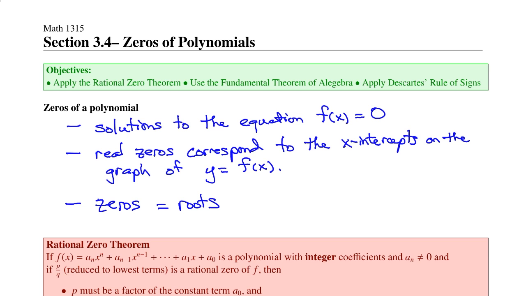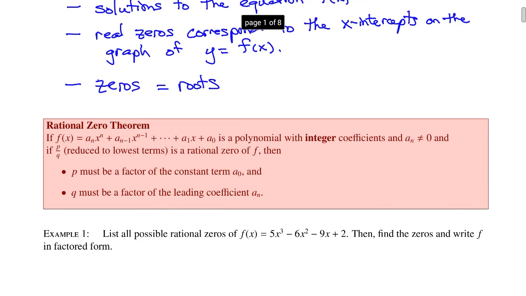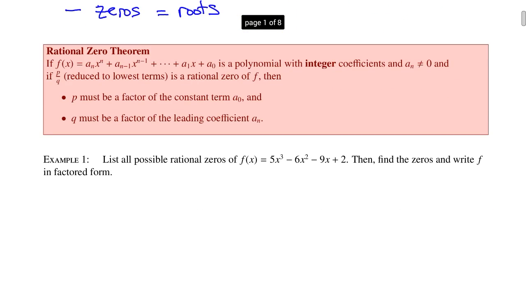Our first tool when finding the zeros of a polynomial is the rational zero theorem, also called the rational root theorem. And it says, if f of x is equal to this polynomial with integer coefficients, and the lead coefficient a sub n is not equal to 0, and if p divided by q, reduced to lowest terms, is a rational zero of f, then the p must be a factor of the constant term a sub 0, and the q must be a factor of the lead coefficient a sub n.